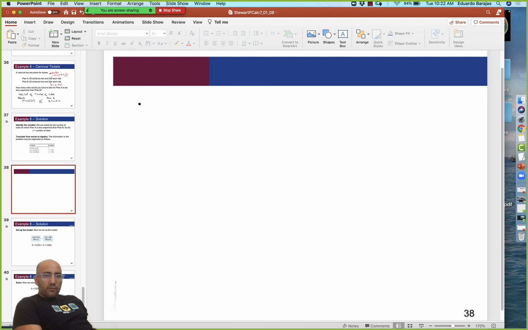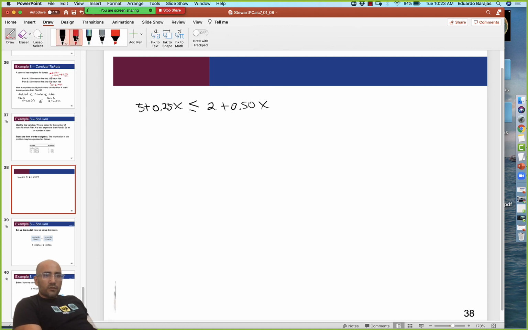So 5 plus 0.25X less than or equal to 2 plus 0.50X. Okay, so let's simplify these. Luckily, they're linear equations. So let's subtract 2, subtract 2. Adding or subtracting does not change the direction of the inequality, so that'll be 3 plus 0.25X is less than or equal to 0.50X. And then let's move this over here.